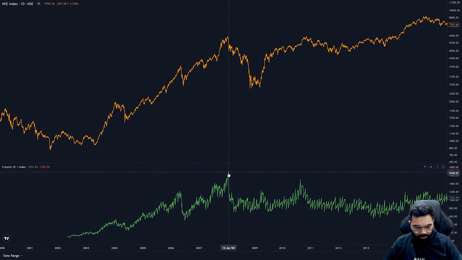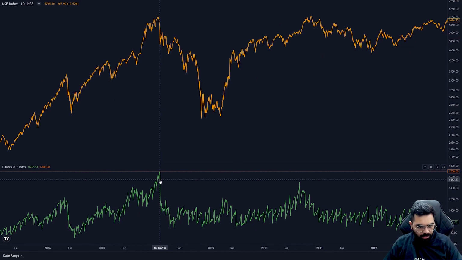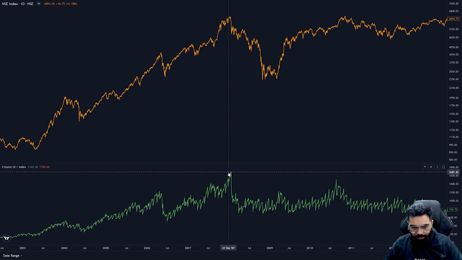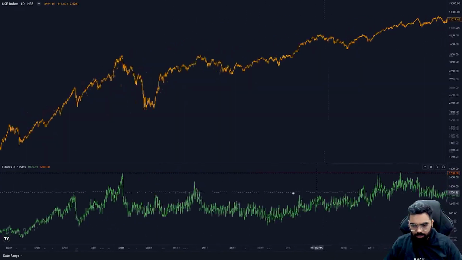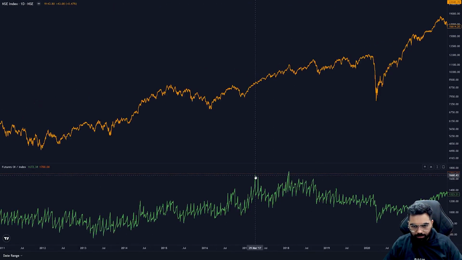Now you can see this is the peak made in 2008 around the level of 1700. If we divided the whole future open interest at that point by the value of the BSE 100 index at that point, we would have gotten the value of 1700. Now you can see this level has been hit very few times, once here and now and then there.